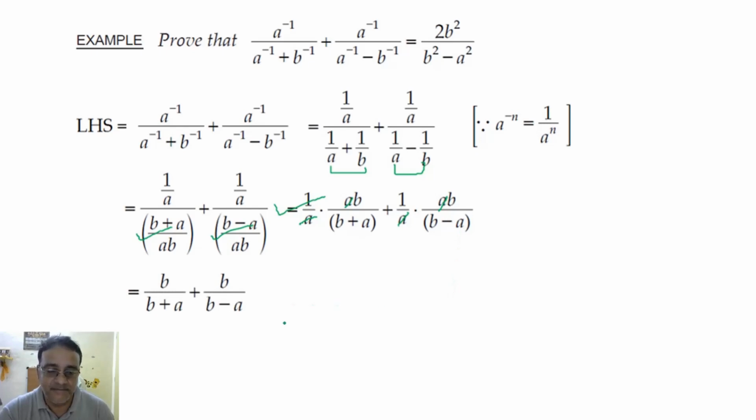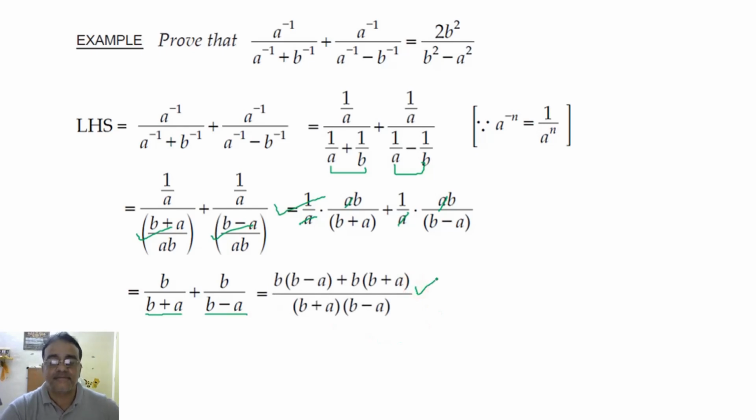Now again we have to take LCM. So if we take LCM, we have to take the product of these two. Okay, and b into b minus a plus b into b plus a, the numerator. This is clear? Yes, sir. Now you have to open the bracket. So b into b square minus ab. Next one b square plus ab.